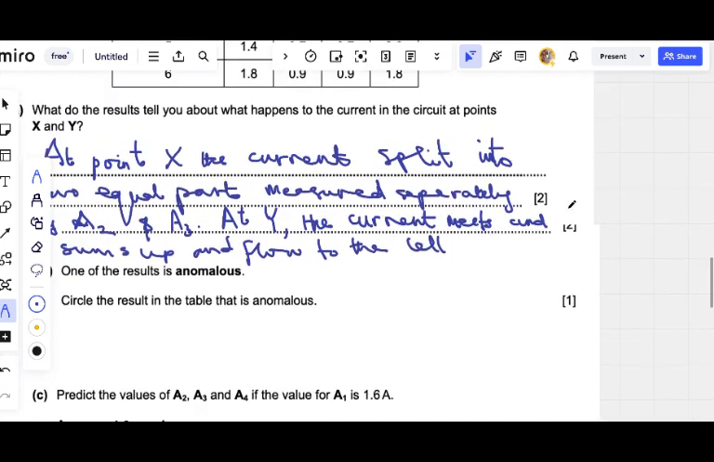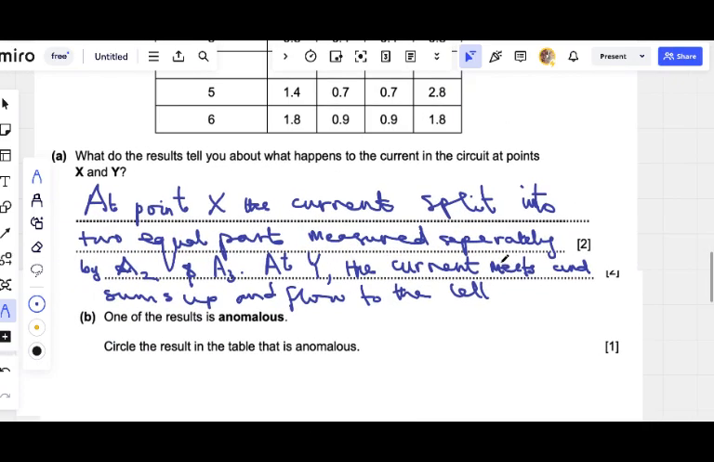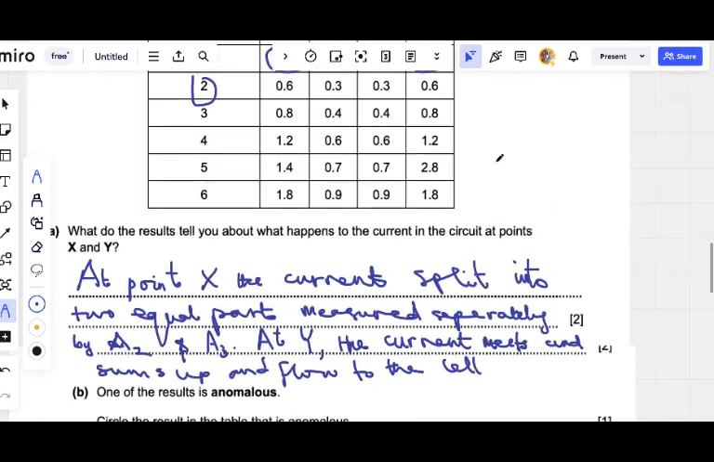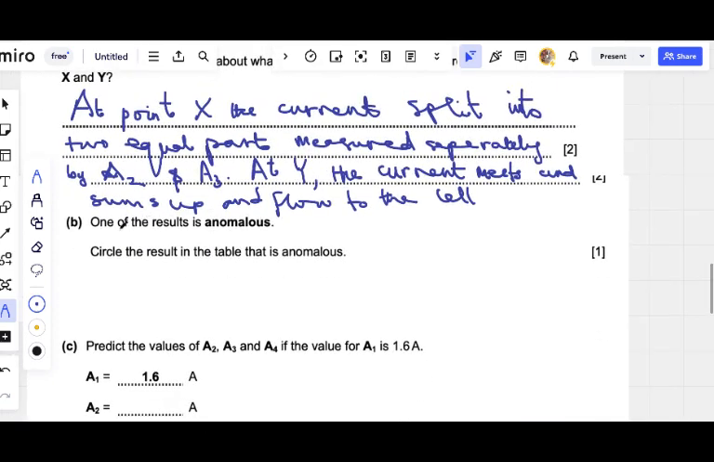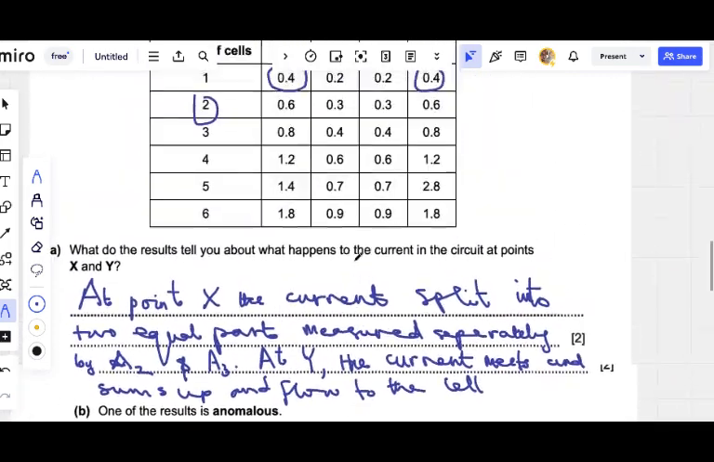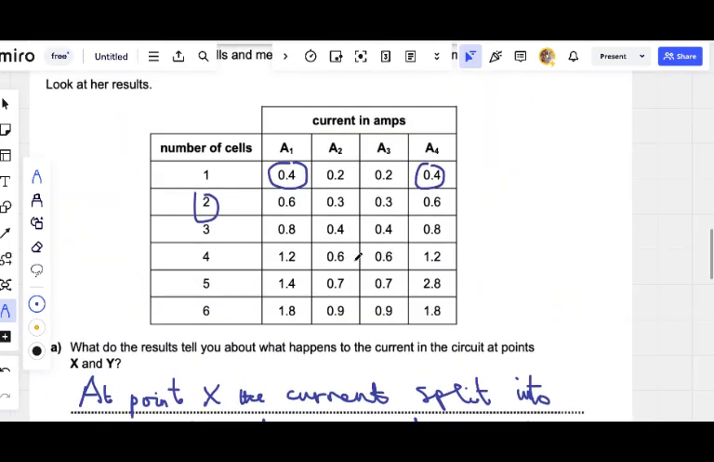So we move on, we get 2 marks for doing this. The other one is the 2 marks for this one. You see, one of the results is anomalous. Circle the result in the table that is anomalous. Okay, the one that is different. We can erase these ones because this one was just for teaching purpose.